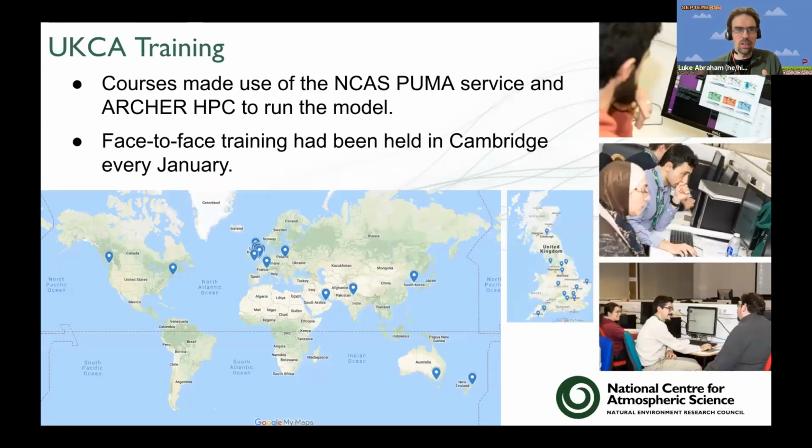And in the past, we've always made use of Archer to do this training. We make use of the NCAS Puma service, which is a kind of server that's based in Reading. We've held it every year in January since 2013. We've had about 120, 130 people come from all over the world. So it's not a lot of people every year, maybe 10 to 20 at most, mainly from the UK, but a few from New Zealand and Australia, South Korea and other places.